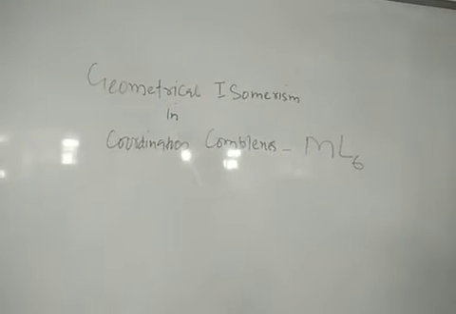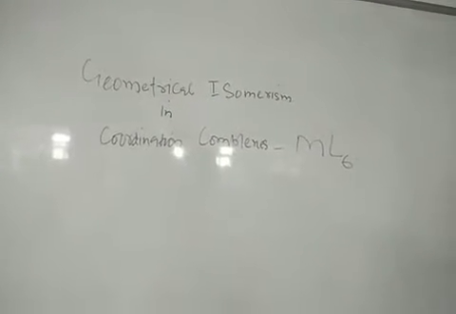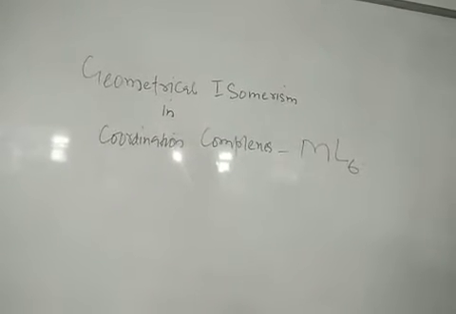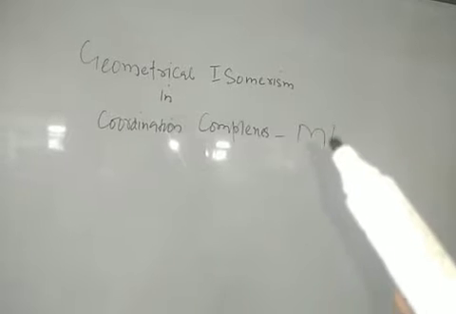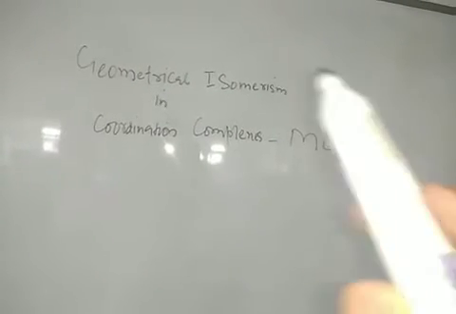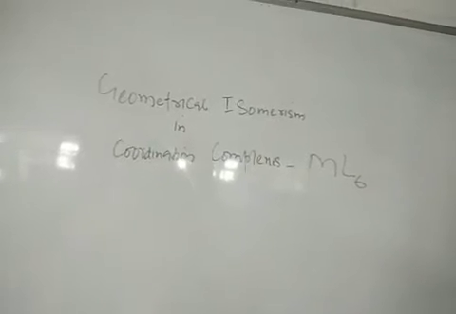Bismillahirrahmanirrahim. So we are back with another lecture in coordination chemistry, which is geometrical isomerism in ML6 complexes. That actually means we have a metal and we have 6 ligands attached. So this actually means the octahedral complex.